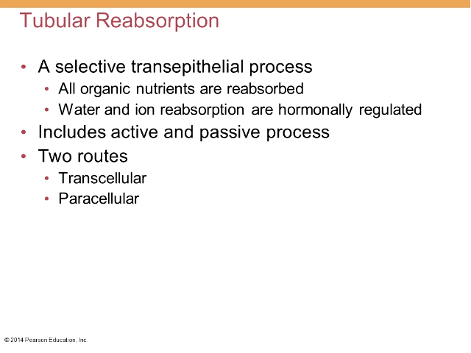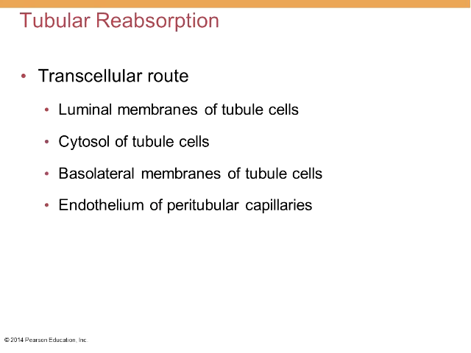Now, we've left the glomerulus, and we're going down to the tubular area, and we're talking about tubular reabsorption. This is a selective transepithelial process where the organic nutrients are reabsorbed back to the blood. Water and ion reabsorption are hormonally regulated, and include an active and passive process. There are two routes, a transcellular and a pericellular process.